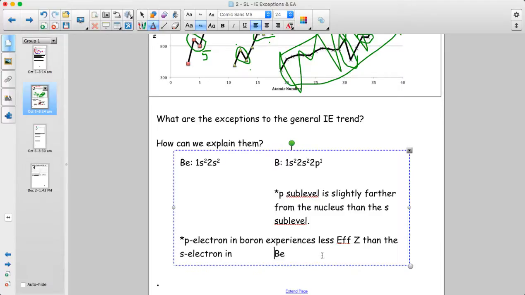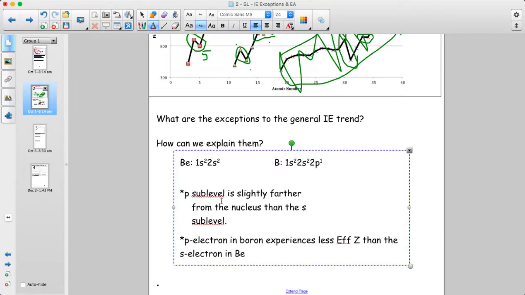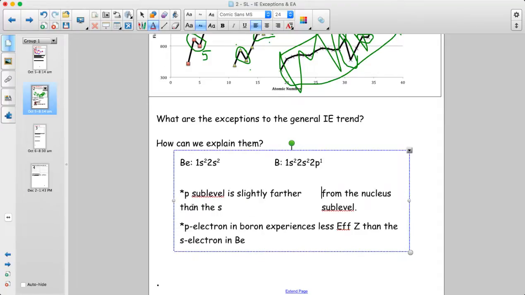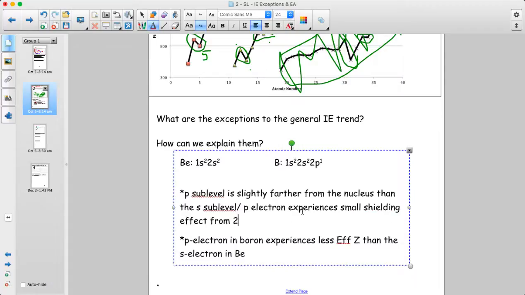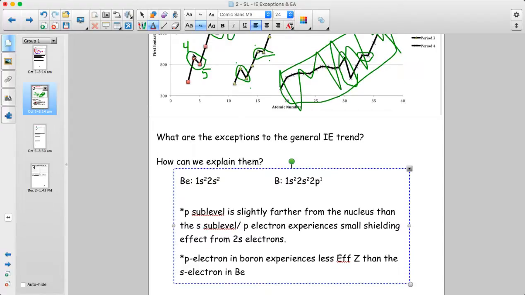That's simply because it's a little bit farther away on average, or you could say it experiences very slight shielding from the two s electrons, not the full shielding effect because they are in the same energy level. Both of them add up to the fact that this p electron is less attracted to the nucleus than these s electrons are, and that's why we see this dip.